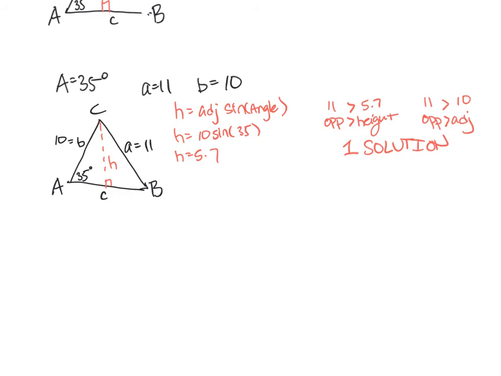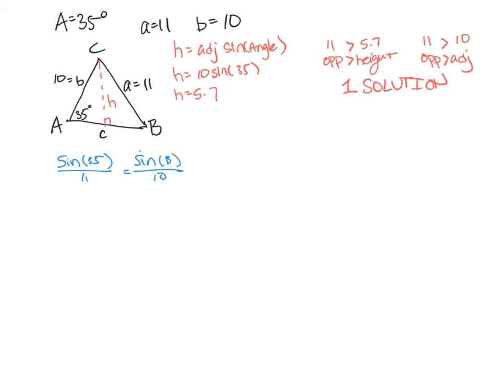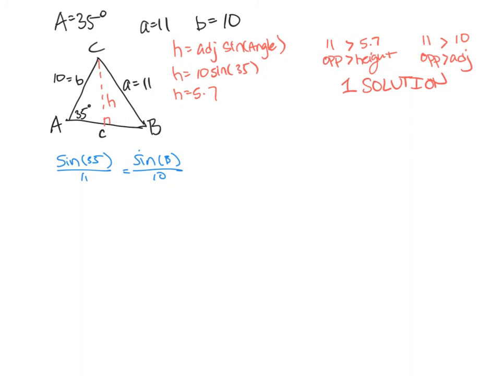We're going to start doing that by setting up sine of 35 over 11 is equal to sine of B over 10, since we don't know anything about our C's. Move that up. So we'll cross multiply and get 11 times sine of B is equal to 10 times sine of 35, divide both sides by 11.